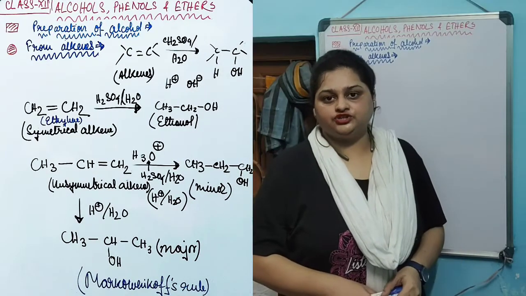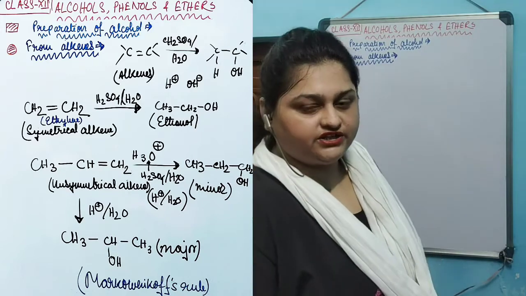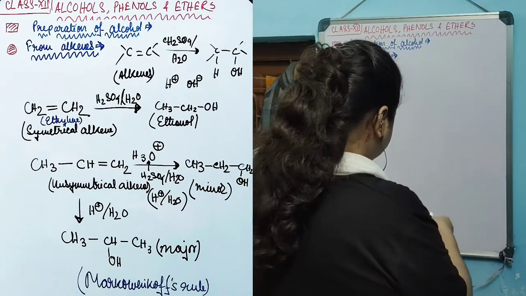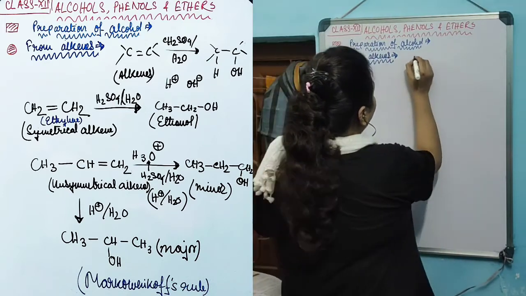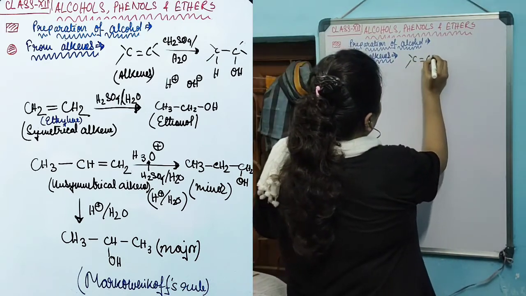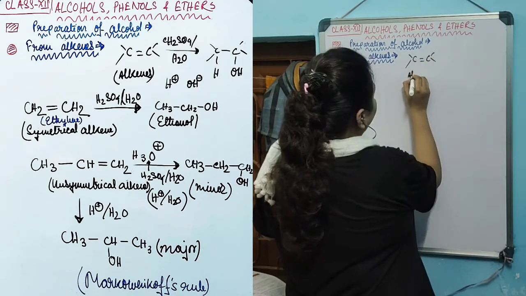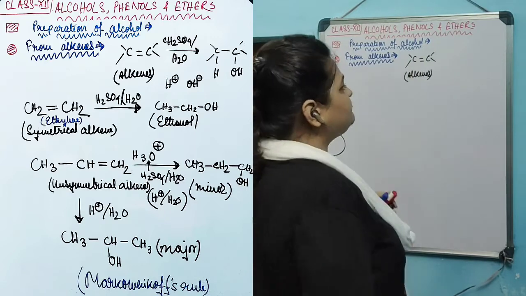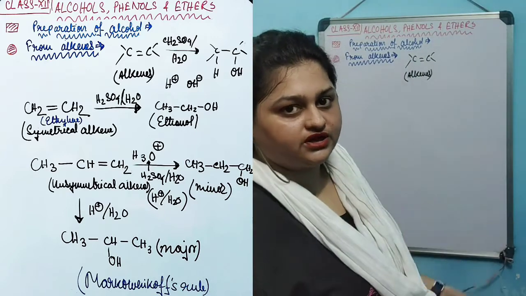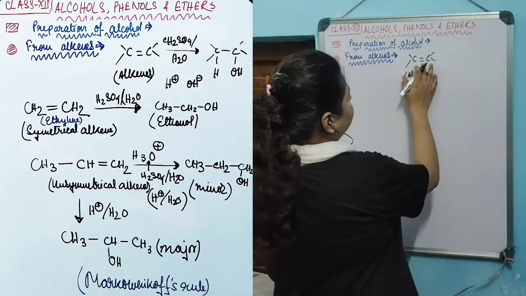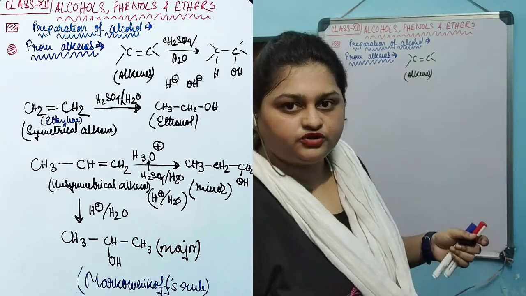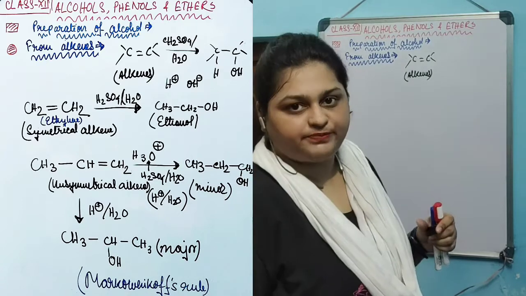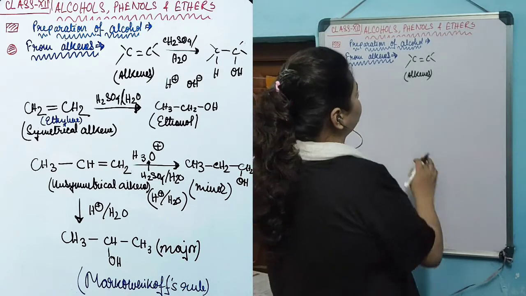In the next reaction of preparation of alcohol, we are going to study the preparation of alcohol from alkenes. These compounds are known as alkenes. They have an alkyl group or long chain or some other groups, and there is a double bond between two carbons. So this kind of organic compound in which this kind of group is present is known as alkene.